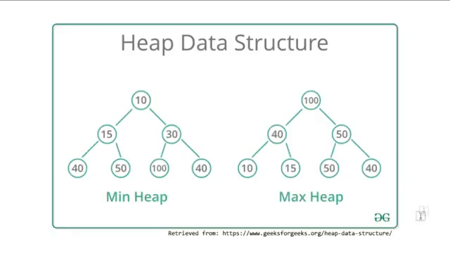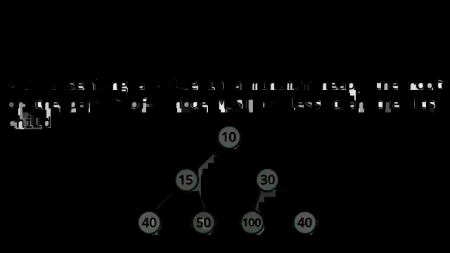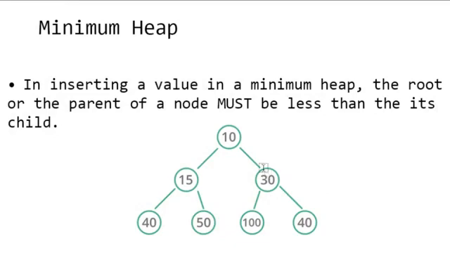This is what a heap data structure looks like. So this is the min-heap. In inserting a value in a minimum heap, the root or the parent of a node must be less than its child. So here, the parent is 10, then the children are 15 and 30.